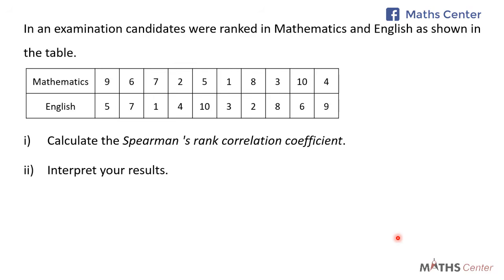Let's consider another question. In an examination, candidates were ranked in mathematics and English as shown in the table. So in the table, we have the scores for mathematics and for English. The first part of the question says we should calculate the Spearman's rank correlation coefficient. And the second part of the question says we should interpret our answer. So let's begin with the first part, calculating the Spearman's rank correlation coefficient.